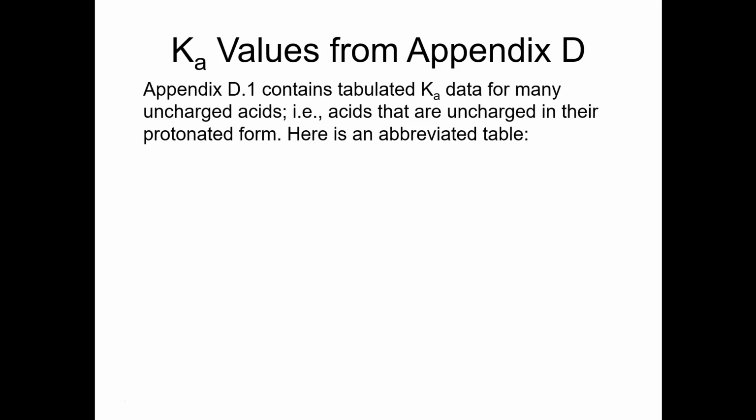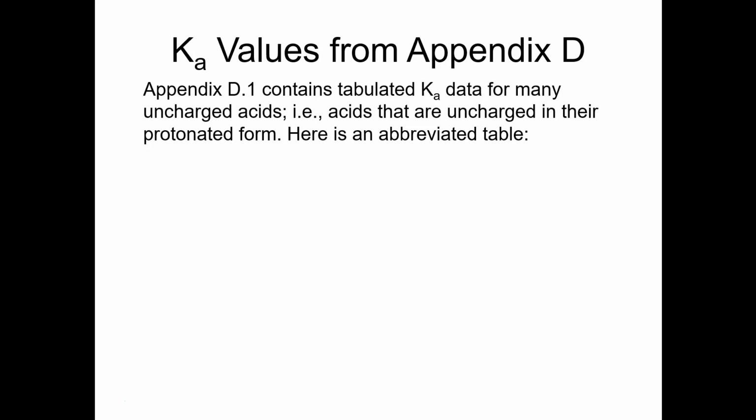So Appendix D is actually divided into three appendices. There's D1, which has Ka data. There's D2, which has Kb data. And then next chapter, we'll look at D3, which has what's called KSP data. We're not concerned with that right now.